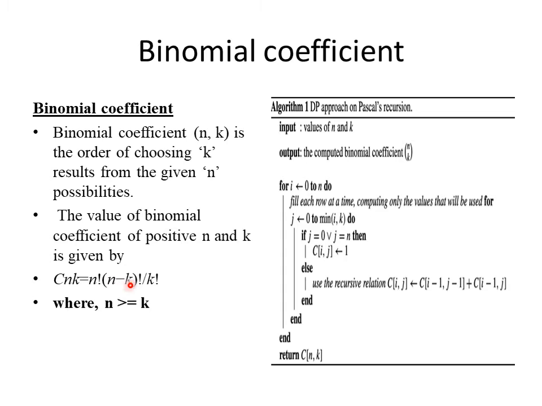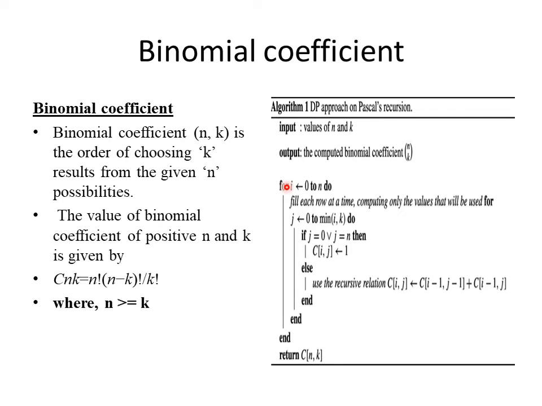The binomial coefficient equals n factorial divided by k factorial times (n minus k) factorial, where n is greater than or equal to k. Here you can see the algorithm. The input is the values of n and k. The output computed for the binomial coefficient is n of k.